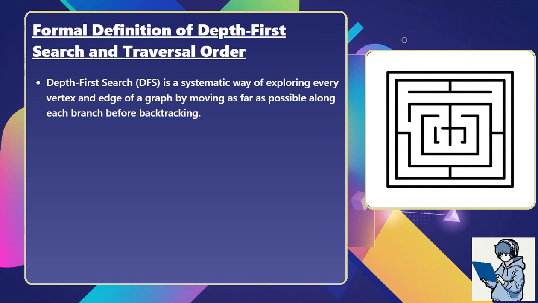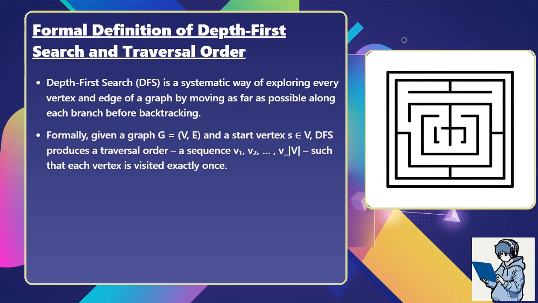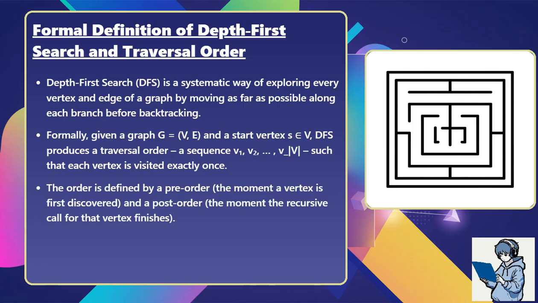Depth-First Search (DFS) is a systematic way of exploring every vertex and edge of a graph by moving as far as possible along each branch before backtracking. Formally, given a graph G = (V, E) and a start vertex S in V, DFS produces a traversal order, a sequence v1, v2, ..., v_|V|, such that each vertex is visited exactly once. The order is defined by a pre-order, the moment a vertex is first discovered, and a post-order, the moment the recursive call for that vertex finishes.